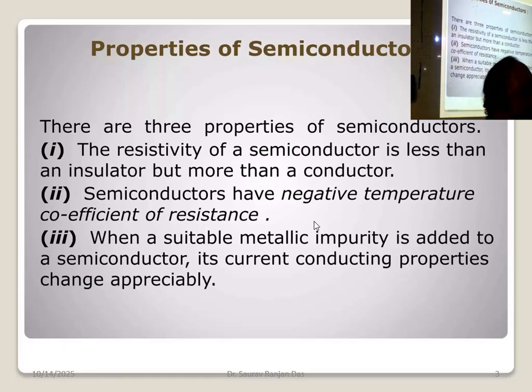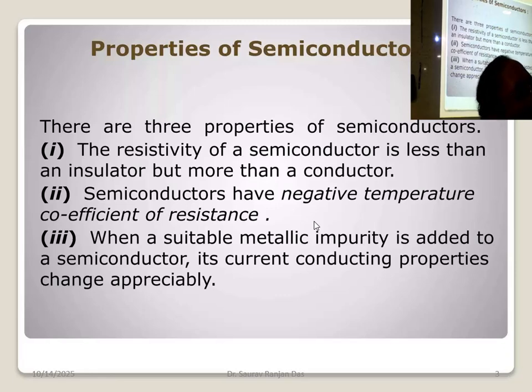Why? Because electrons are filled into different bands. We'll be learning that different bands are there. One is called the valence band, another one is called the conduction band. For a metal, the valence band and conduction band are overlapping. That means there is no gap at all, so electrons can flow freely, up and down, anytime.